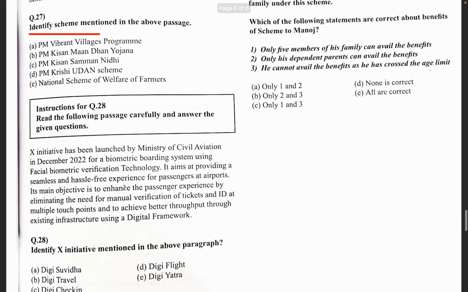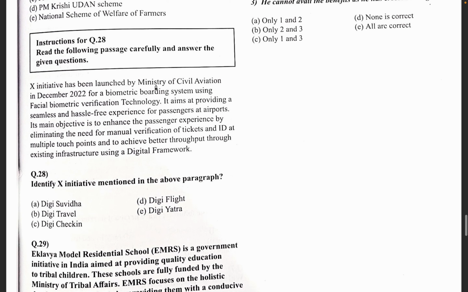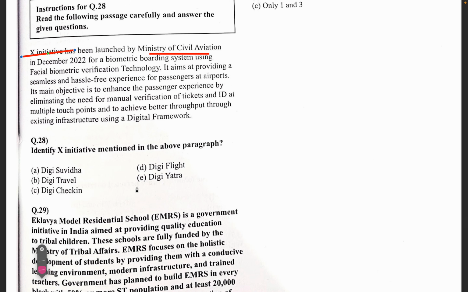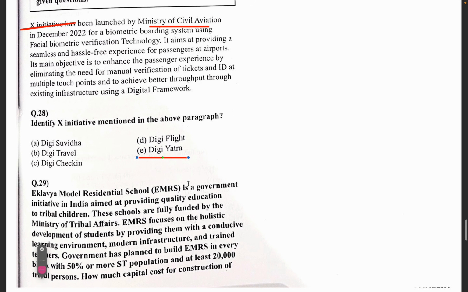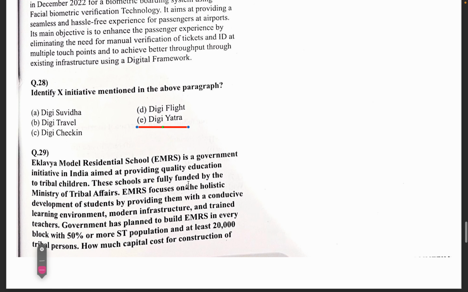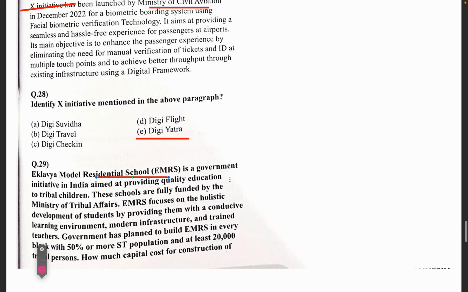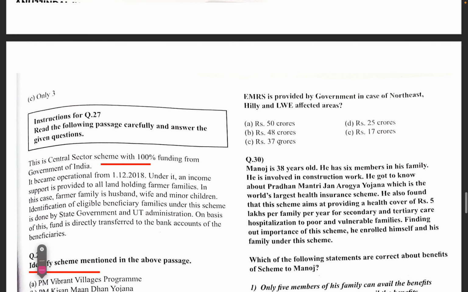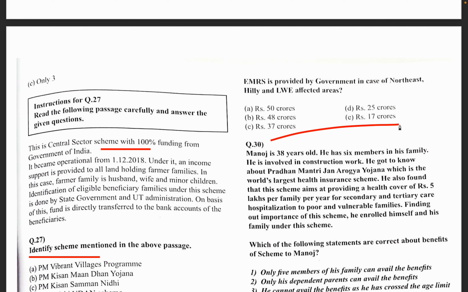Okay, and then moving ahead, again, Ministry of Civil Aviation, there is an initiative. You can read about it. I think it was really easy. Whosoever was traveling, they know it is DigiYatra. DigiYatra, okay. Then again, about some government initiative related to Eklavya Model Residential School. Now what they have asked is some data again. They have asked for some amount.